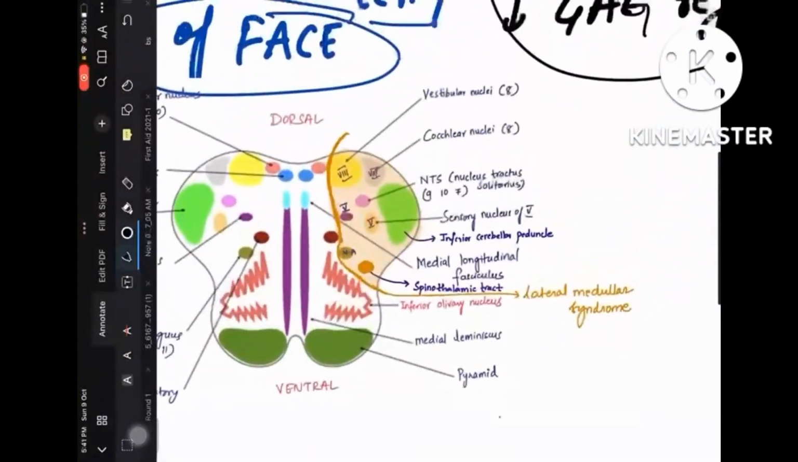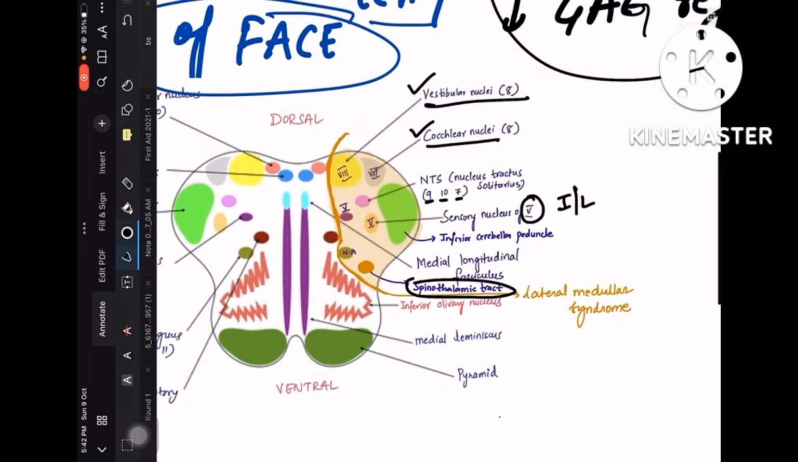So here is the diagram for you. The 8th nerve, vestibulocochlear, has 2 components, vestibular and cochlear. The nucleus tractus solitarius, N for 9, T for 10 and S for 7, is involved, and the sensory nucleus of the 5th nerve is involved. So ipsilateral pain and temperature of the face is gone, and the spinothalamic tract is gone, so contralateral pain and temperature of the body is gone. And here you have the inferior cerebellar peduncle because it is at the level of the medulla, and the medial longitudinal fasciculus.